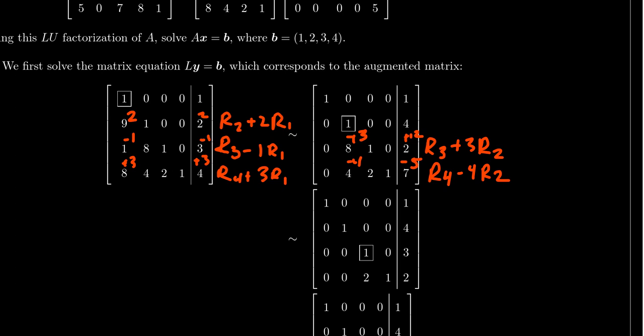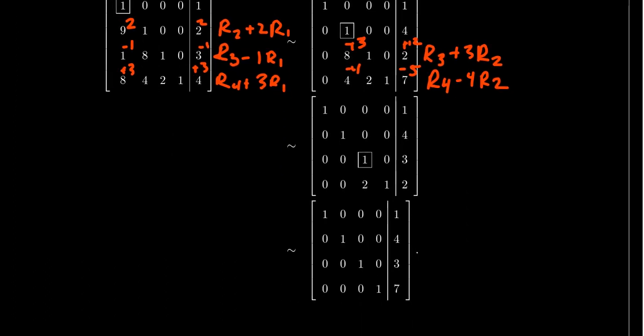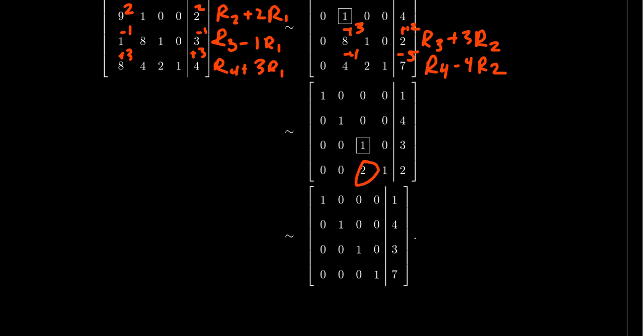So 7 minus 5 is a 2. There you go. And so then we have to do one more replacement here. Get rid of the 2 that's below the 1. So we're going to take row 4 minus 2 times row 3. We get a minus 2, minus 6. That gives you a negative 4, which is the same thing as 7.